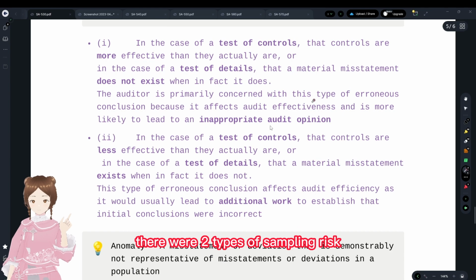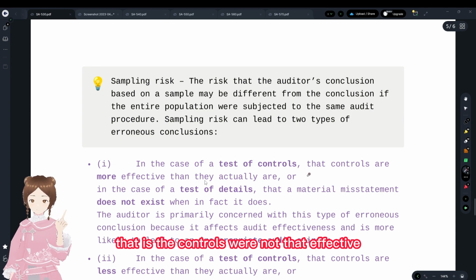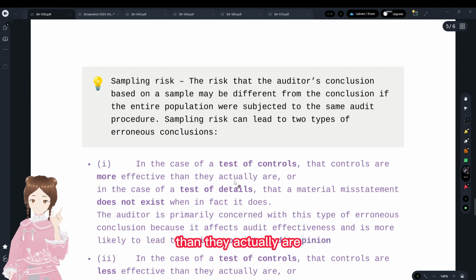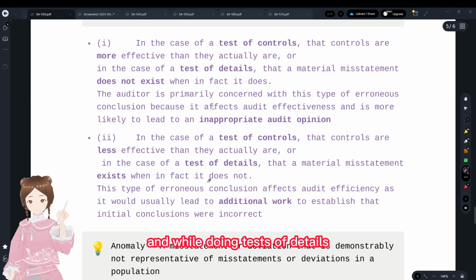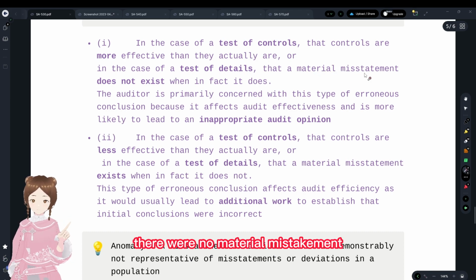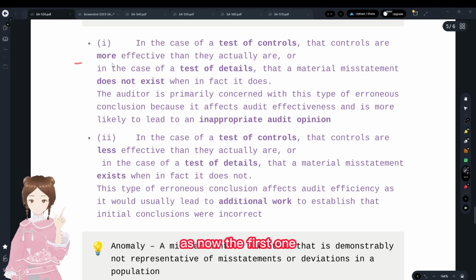There are two types of sampling risk. The first one is where he has been more on the positive side. That is, the controls were not that effective, but he thinks they were more effective than they actually are. And while doing tests of details, he found that there was no material misstatement, but in fact there actually was. That's the first one.